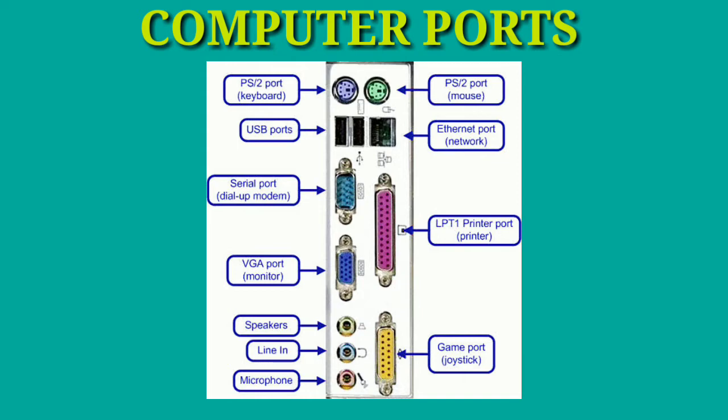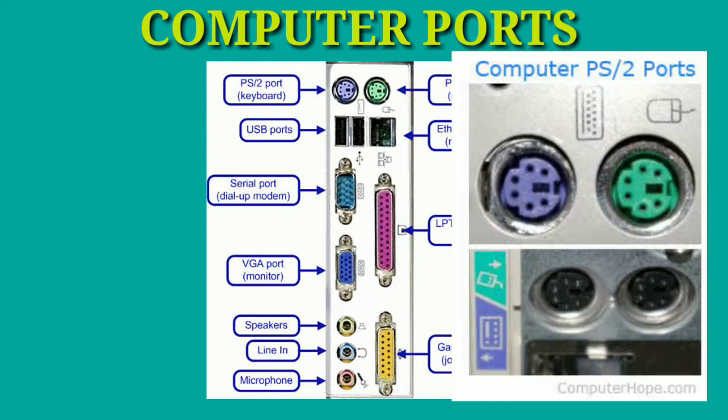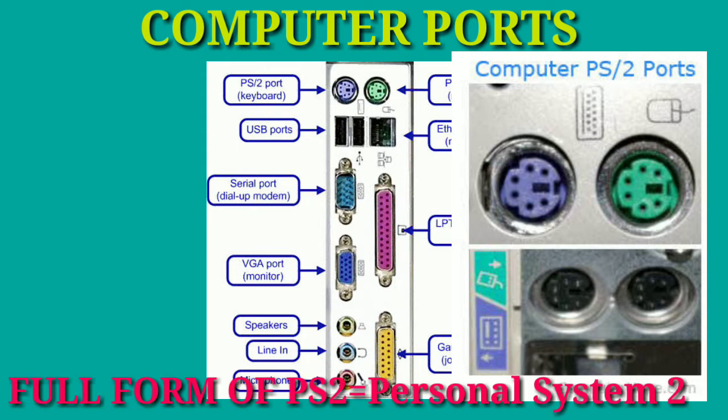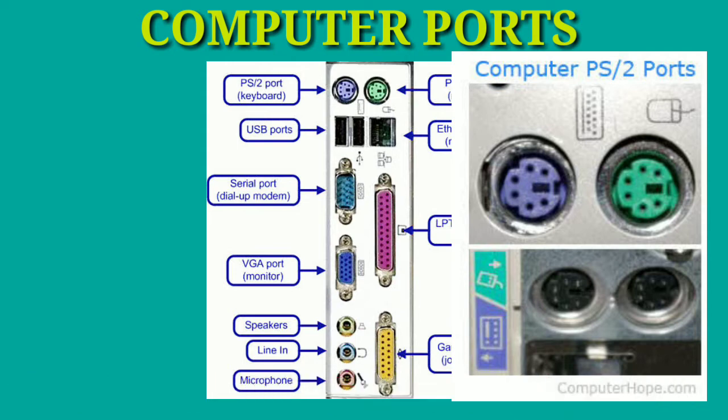Next are the PS2 ports. There are two types of PS2 ports: one to connect the keyboard and the other to connect the mouse. It is used for old computer keyboards and mice, and is also called a mouse port. Most old computers provide two PS2 ports, one for the mouse and another for the keyboard. But nowadays we also use the USB port as a keyboard and mouse connector.